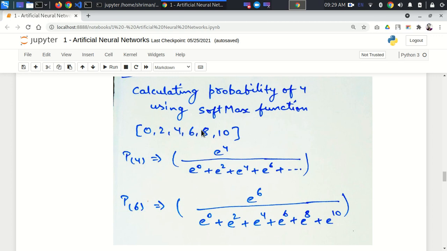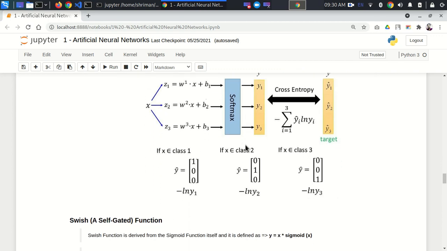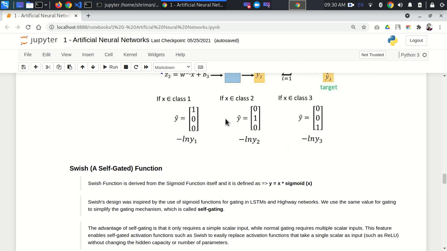So 0, 2, 4, 6, 8, 10, these are all the different probabilistic values for different classes. So what we will try to do, if this 0 will belong to the cat class or any class, then in that case we will try to calculate it, and we will do e to the power of that one number, maybe 4, and then e to the power 0, e to the power 2. We are going to sum up each and every exponent, and in that case we are going to calculate this for this class, right? So p4, p6, we are going to calculate in that case. Now, multi-class classification, so yeah, in that way we are going to use these things.